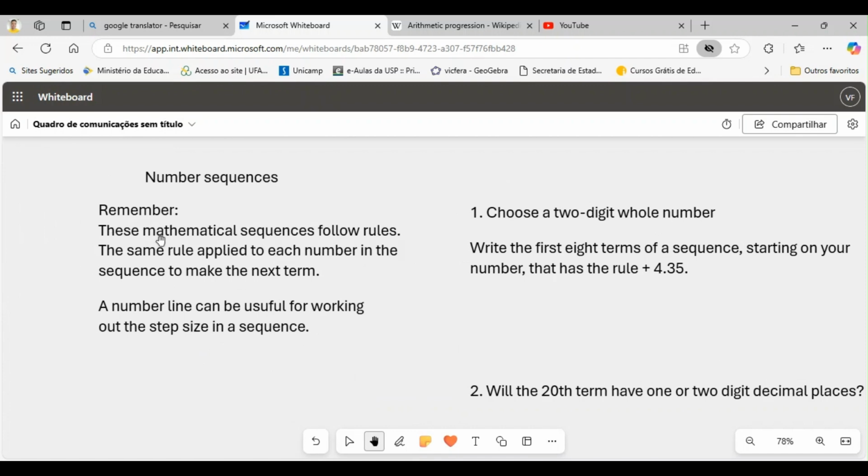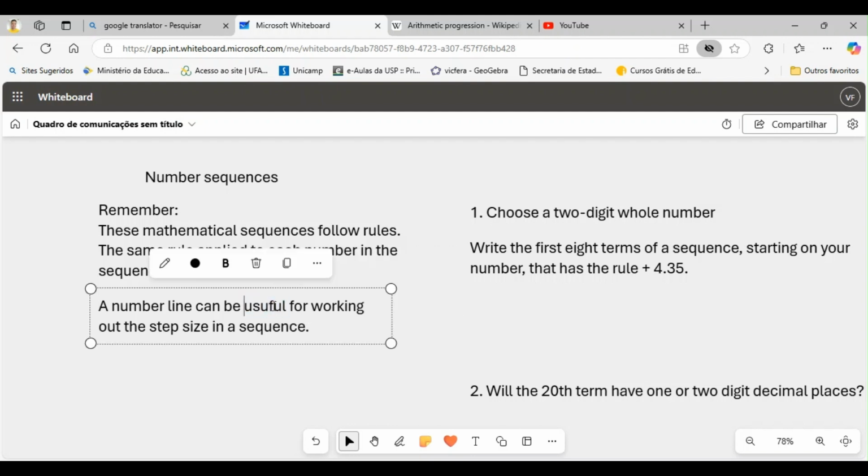So let's read first these words, shall we? These mathematical sequences follow rules. The same rule is applied to each number in the sequence to calculate the next term. A number line can be useful for working out the step size in a sequence.